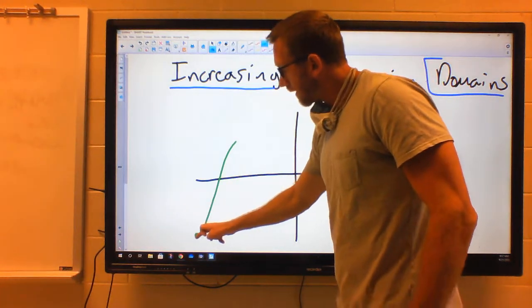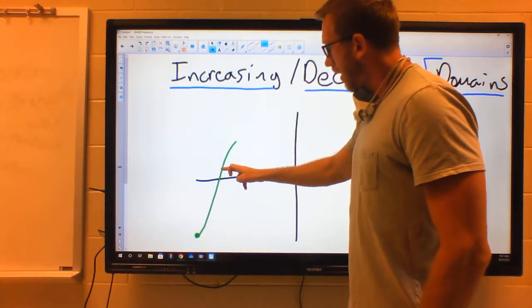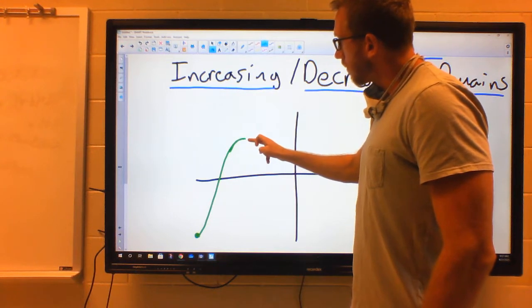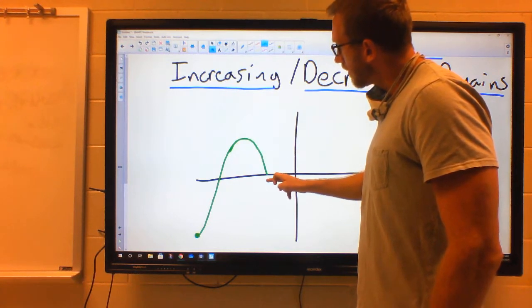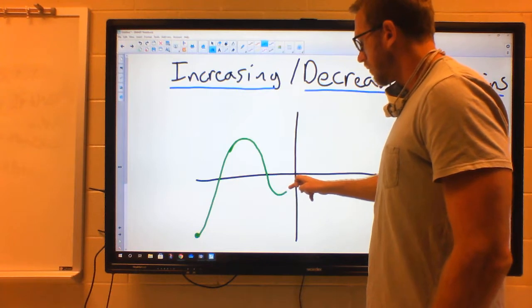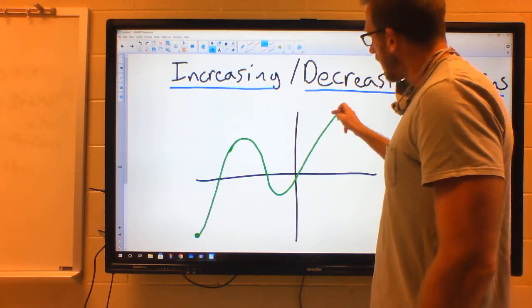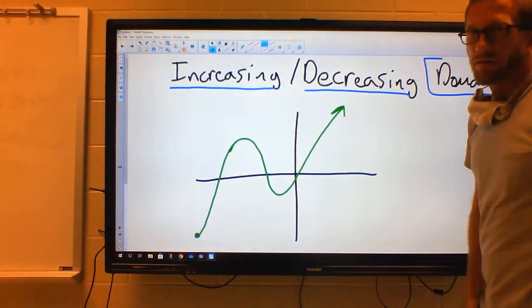So we'll say there's a point there. It starts out there and it's going up. And then it gets to a spot where it starts coming down. And then it gets to a location where it starts coming up again. And then it keeps going up forever and ever and ever.